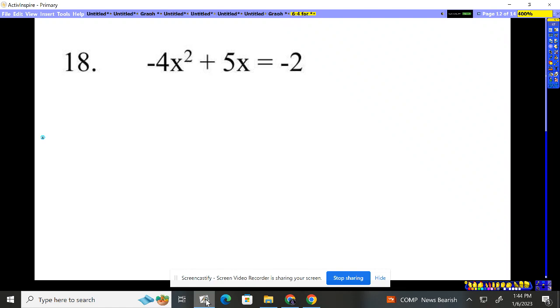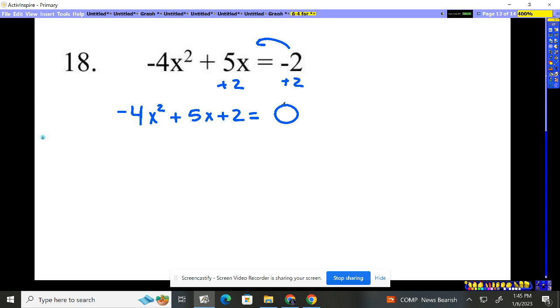Number 18. We want to solve this for x and figure out what's going to make this true. What we need to do is always get it all set equal to 0. That's our first step. So I'm going to move this 2 over by adding 2 to both sides. Now our equation is negative 4x squared plus 5x plus 2 equals the 0 we want. That is always the first thing we must do.